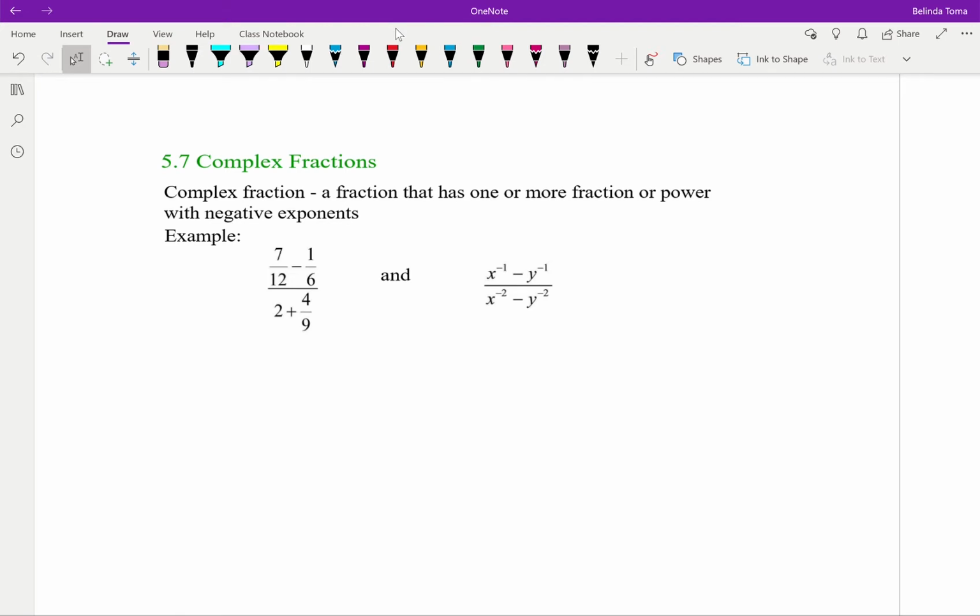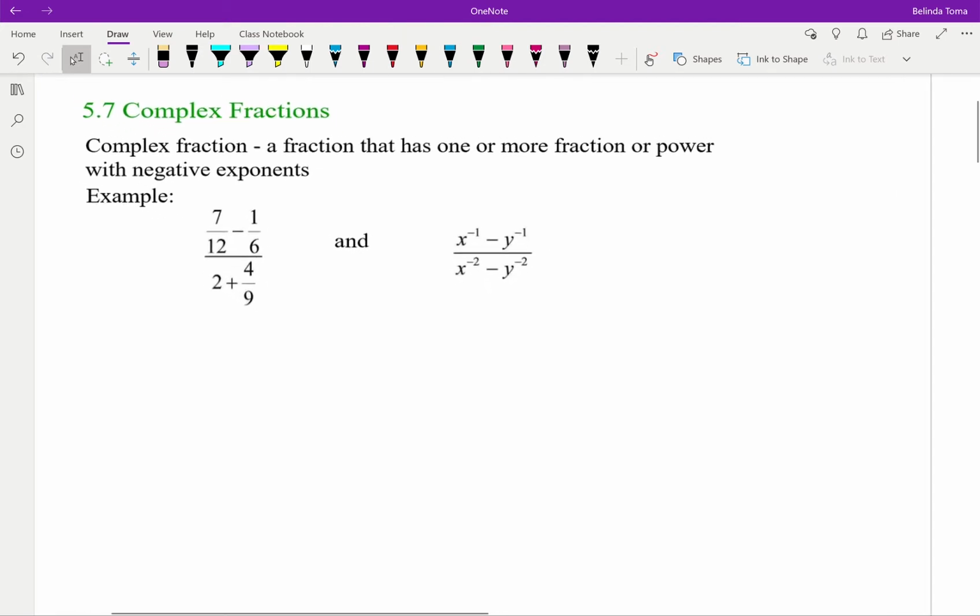Welcome to our video on section 5.7 on complex fractions. So what is a complex fraction? Well, anytime you have a fraction that has a fraction or decimals within it, then it's a complex fraction. It can also be a fraction that has negative exponents in it.